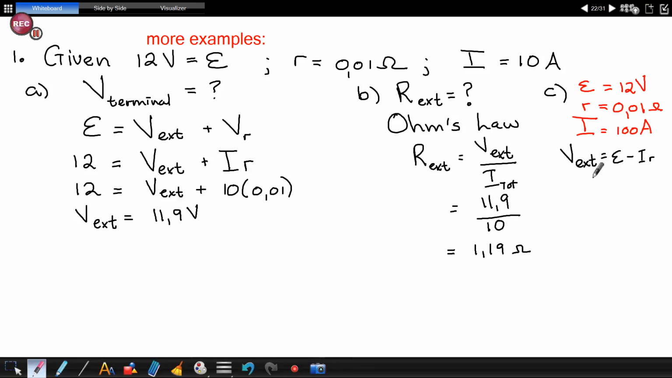Okay, so I'm using V external is the EMF minus Ir. The EMF is 12. The I is 100. So it's 100 times 0.01, so it is 1. Am I right? That gives us 11 volts. What's happening to the voltage? It's decreasing when the current increases.